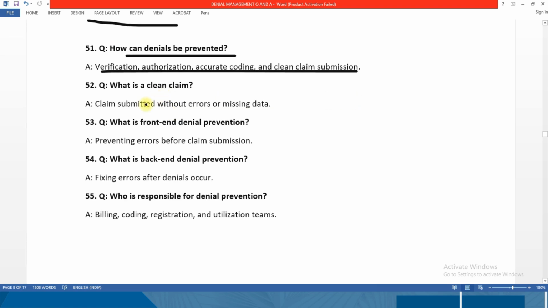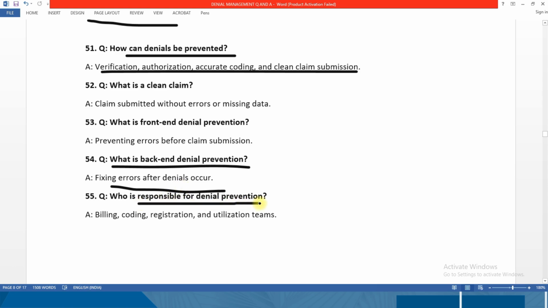So what is a clean claim? A claim submitted without errors or missing data is called a clean claim. What is front-end denial prevention? Preventing errors before claim submission is called front-end denial prevention. What is back-end denial prevention? Fixing errors after a denial occurs. So front-end is before the claim submission, and back-end is after the claim submission, after receiving the denial.